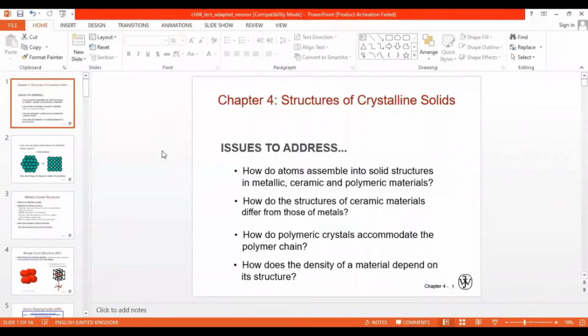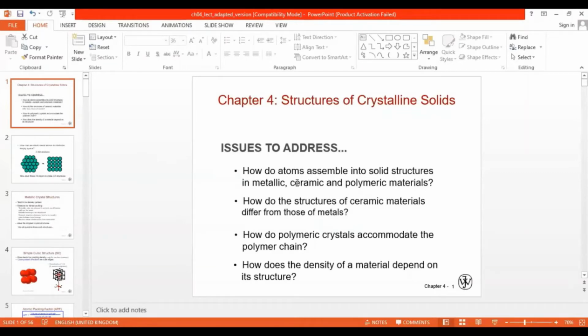Right? Structures of crystalline solids. So these are the issues we are going to address in this particular chapter. How do atoms assemble into solid structures in metallic, ceramic, and polymeric materials? You know the arrangement of atoms in each material is different from one to another, right? How do the structures of ceramic materials differ from those of metals?